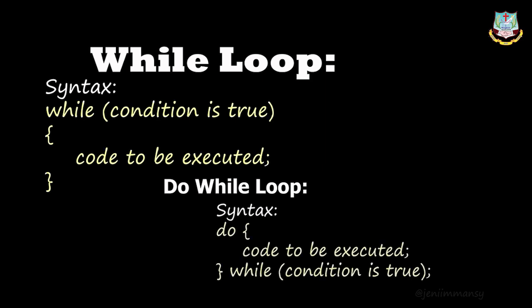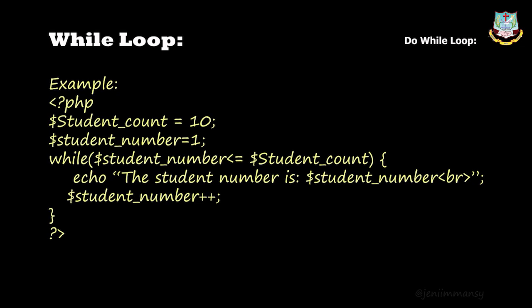That is the do while loop. While loop means first it will check the condition. If the condition is true, the statement will be executed. If the condition is false or not satisfied, it will stop or exit the loop. And they have given an example also. For the while loop, they have given an example as student count is equal to 10, student number equal to 1. While student number is less than or equal to student count, like that they have given.